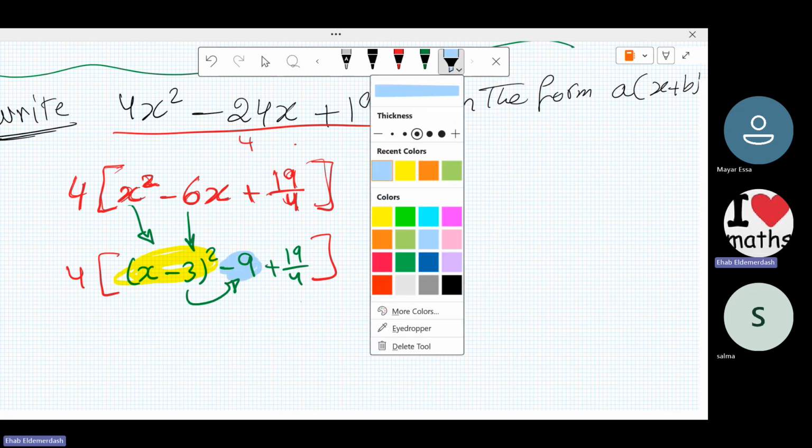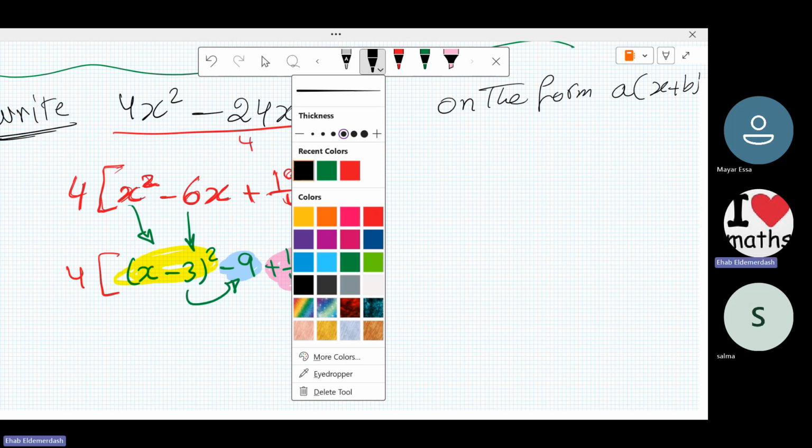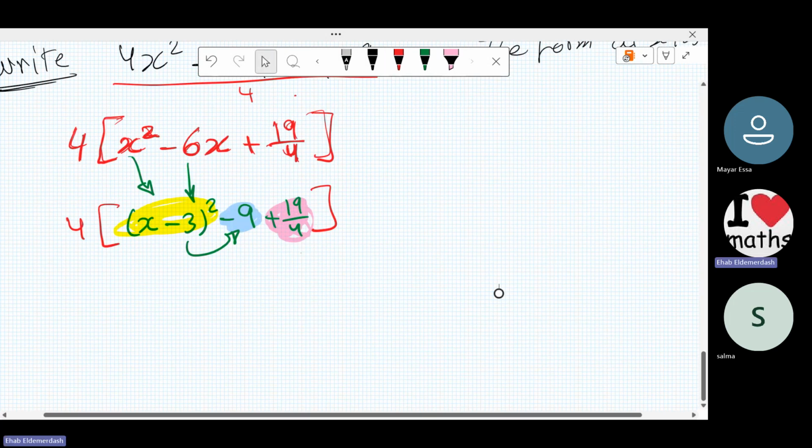This is the third part. So I have 4 outside and I need to make expand. If I need to make the expand, what should I do? Let's see. 4 into the expression, which is x minus 3 squared, minus 4 into 9. This will give me 36 plus 19.